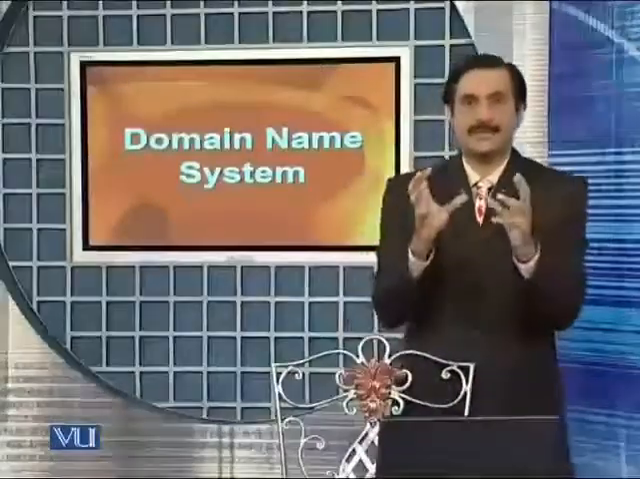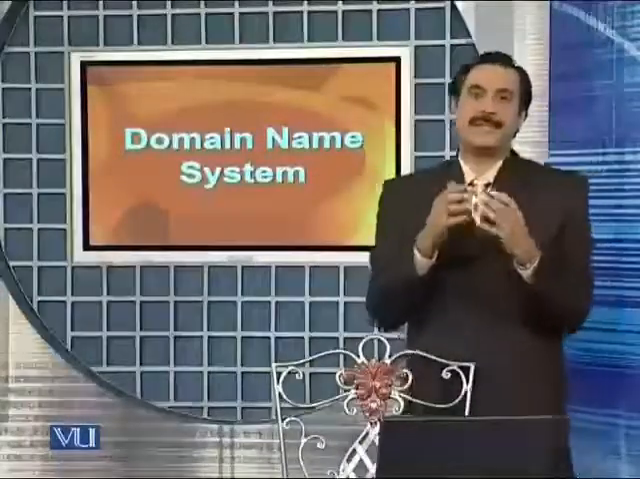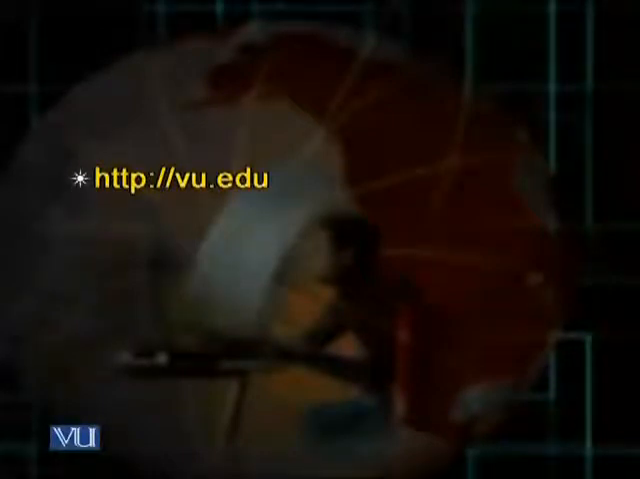This is how the domain name system works. There are a few concepts that I would like to discuss here with you. Let's go to the slide. As you can see on the slide before you, there is a URL http://vu.edu. The question is, is it an acceptable domain name? Yes, the answer is that it is acceptable, it is valid.